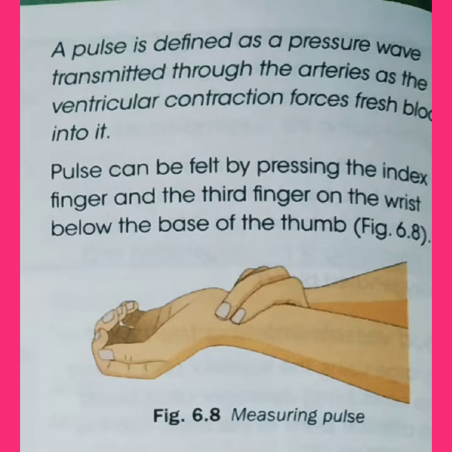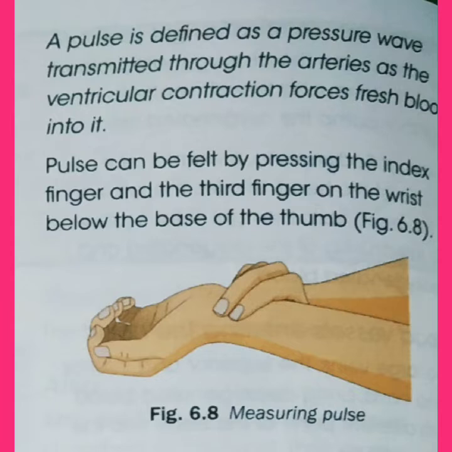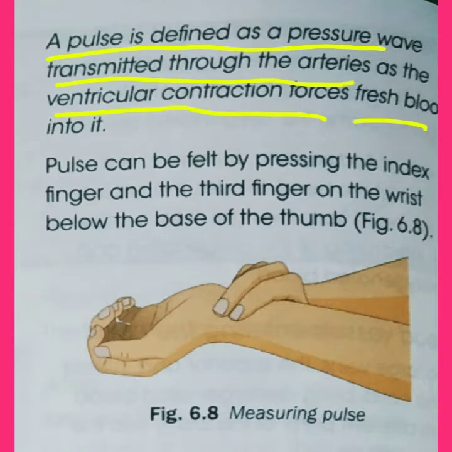Next is pulse. So what is pulse? So the contraction of the ventricle forces blood into the arteries. The walls of the arteries suddenly expand and then relax due to high pressure during the inflow of blood, and this generates a wave of pressure called pulse that passes along the arteries. So what is the definition? A pulse is defined as the pressure wave transmitted through the arteries as the ventricular contraction forces fresh blood into it.